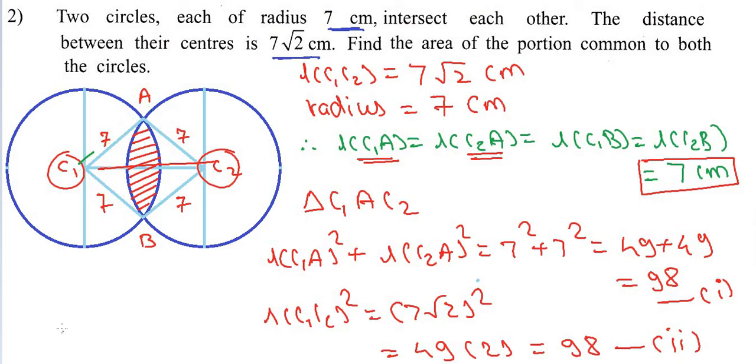Let us try to find its area. Include an angle. This angle, we have proved this, is equal to 90 degrees. Radius equals 7 centimeters. Right?